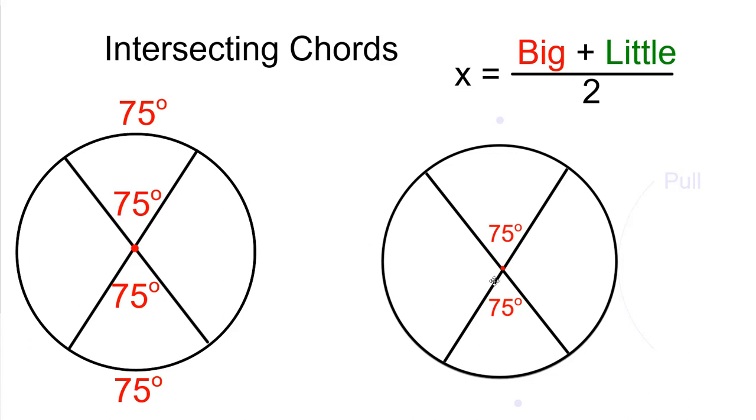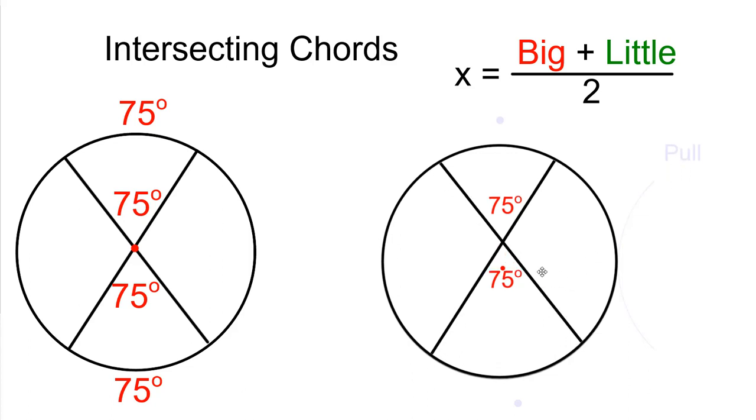But what happens when they don't intersect in the center? Right now it's the same angle, 75 and 75, but what if I move it off the center? Well, what happened to the arc up top, and what happened to the arc on the bottom? Clearly the one on the bottom got bigger and the one on the top got smaller. How much smaller? Let's say it went to 50. So it went from 75 to 50. So it's 25 less than it used to be.